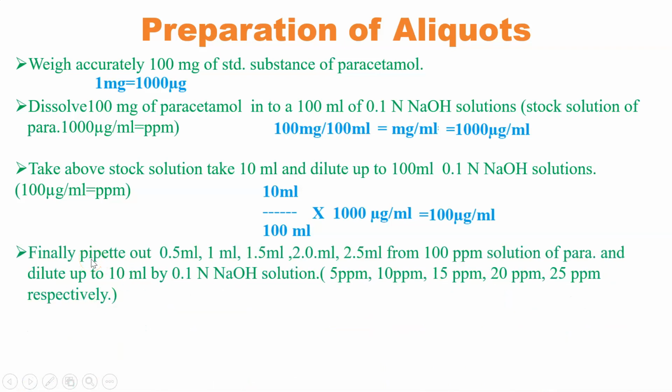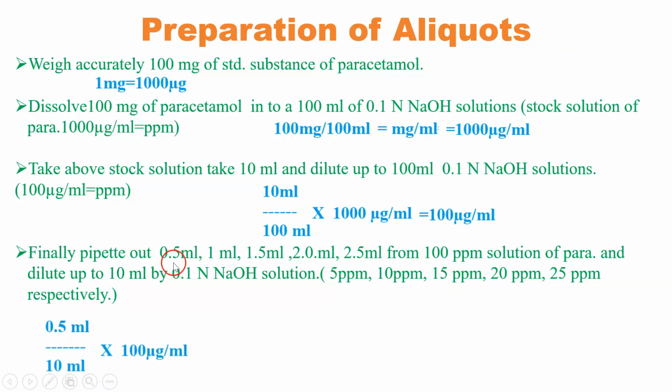After that, now we will prepare the final aliquots. These are the final solutions of which we will take the reading on UV spectroscopy. So finally pipette out 0.5 ml, 1 ml, 1.5 ml, 2 ml and 2.5 ml from the 100 ppm solution, means this above solution, and dilute up to 10 ml with 0.1 normal NaOH solution. You need to make these solutions in volumetric flasks of 10 ml and it will give concentrations of 5 ppm, 10 ppm and so on. So we will see by a calculation how it becomes 5.